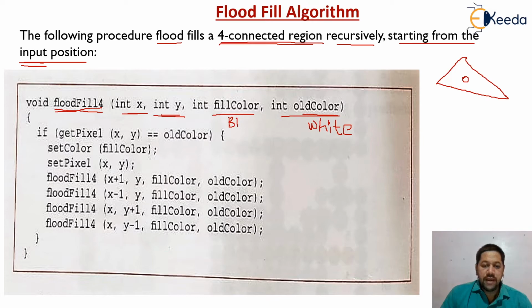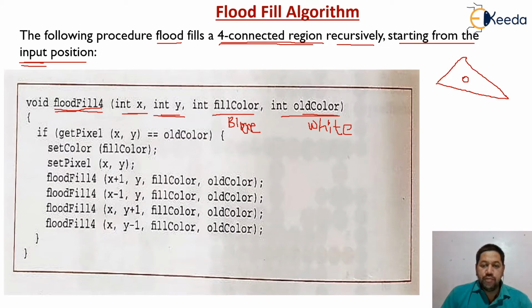Okay, considering my fill color is blue in this particular case. Blue is my fill color, and I consider the old color as white. Now what am I going to do first? What is my step number 1?